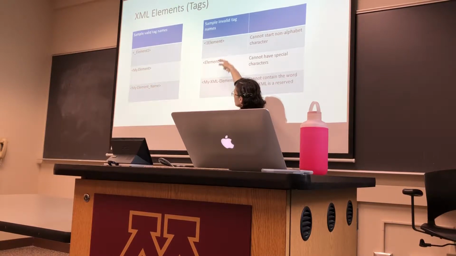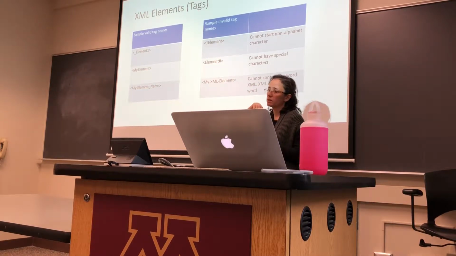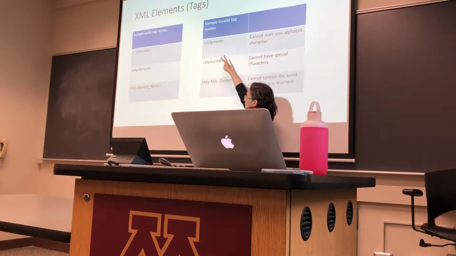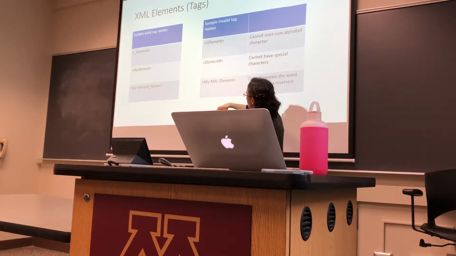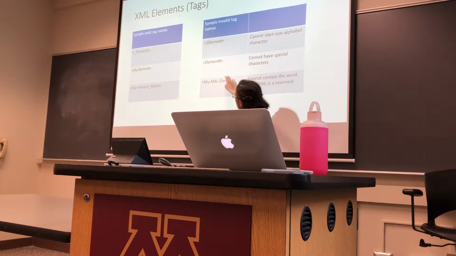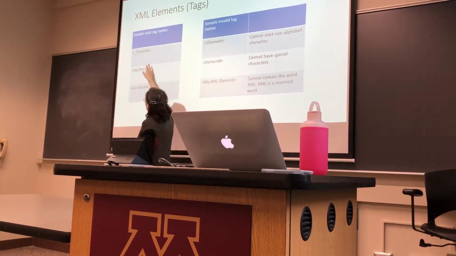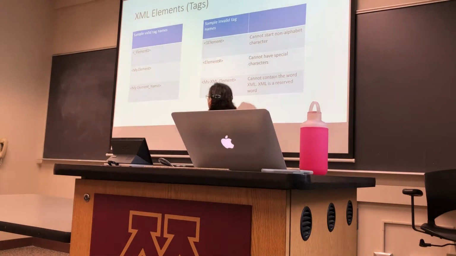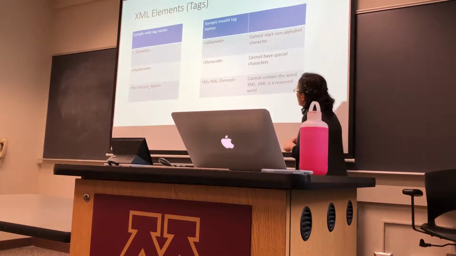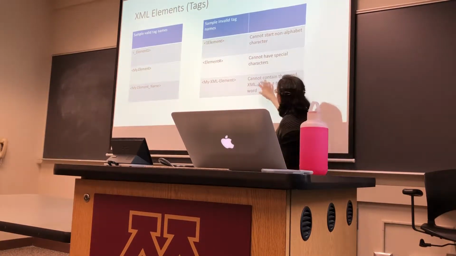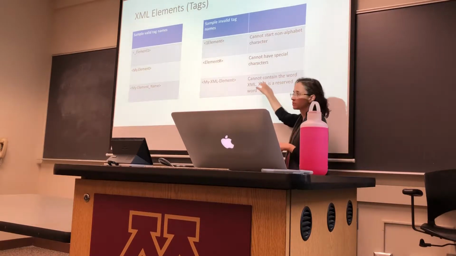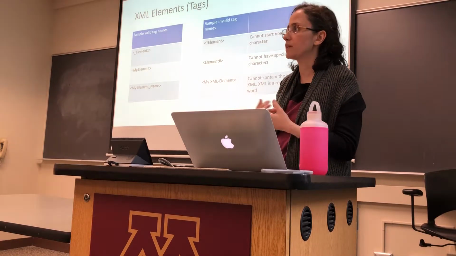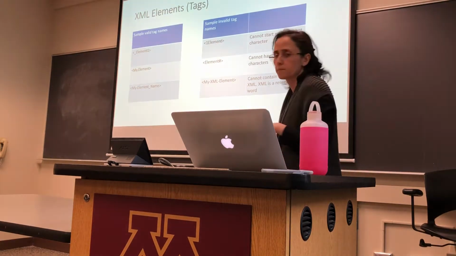For example, this is not valid because it did not start with either a letter or an underscore. It started with a number, and you see that you can use a number, but here it's valid to use a number because it did not appear at the beginning. And then, there are some reserved words. The word XML is reserved, so you shouldn't name any of your elements with the word XML within it, okay?